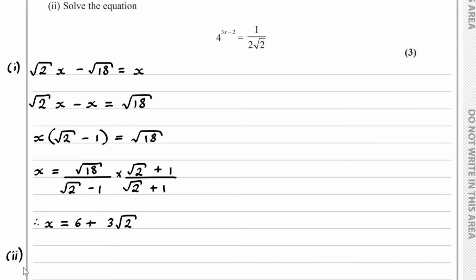And now for the next part of the question, we have to solve the equation 4 to the power of 3x minus 2 equals 1 over 2 root 2. Now, what we want to do in this question is make sure we have the same base number. And then from that, if we can write everything in terms of 2 to the power of something on both the left hand side and the right hand side, we can then compare the powers to find out what x is.